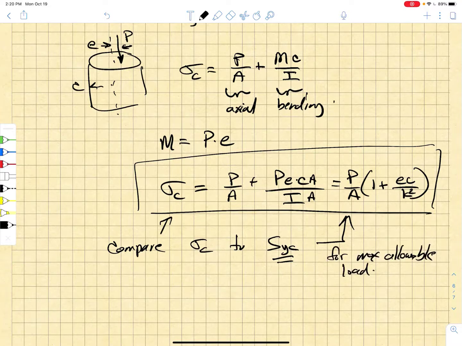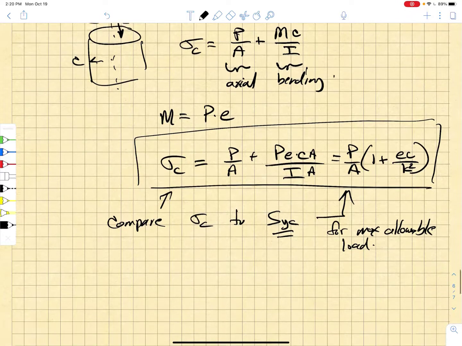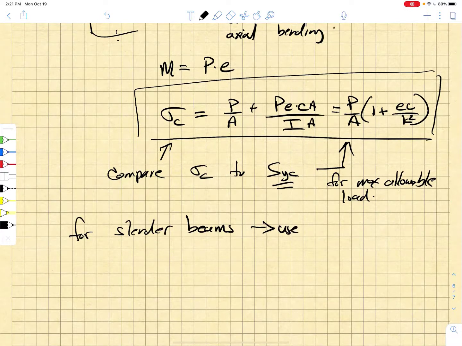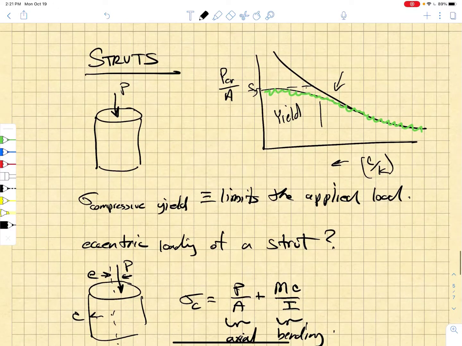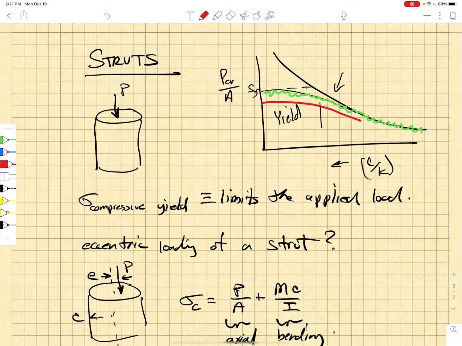Now, the real problem here is we mentioned the secant formula before. When we have slender beams, we have to use the secant formula. You go back to the failure map and you say, at what L/K ratio do I have to start using the secant formula? And why does that matter? Because the secant formula drops this stuff down, remember? As the eccentricity ratio, ec over k squared, increases, you have to lower the allowable loads.